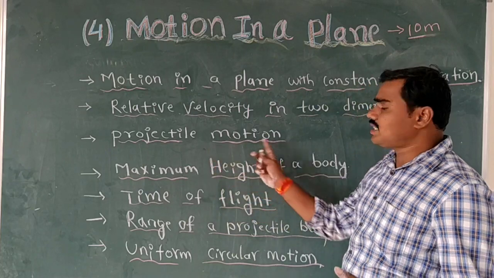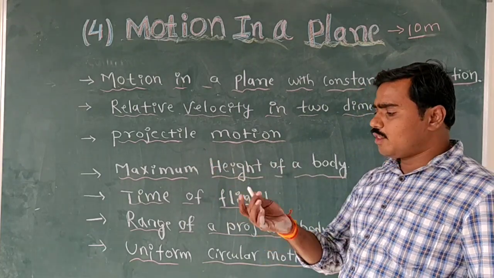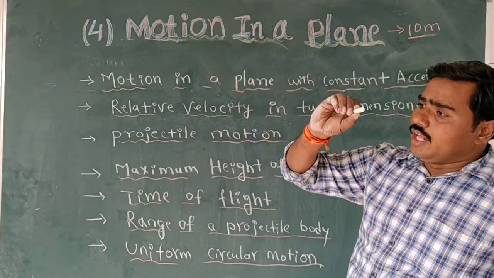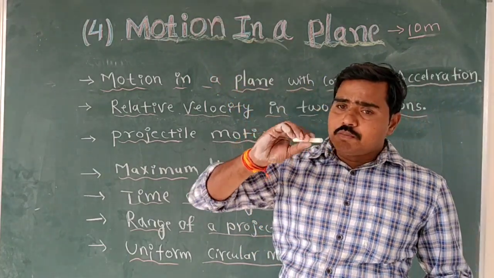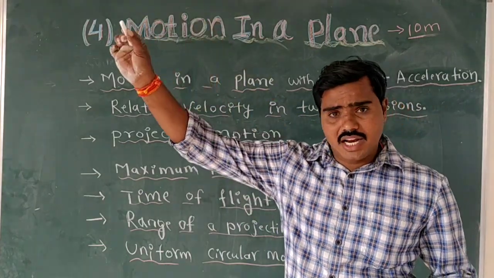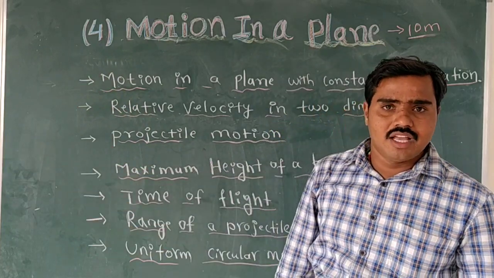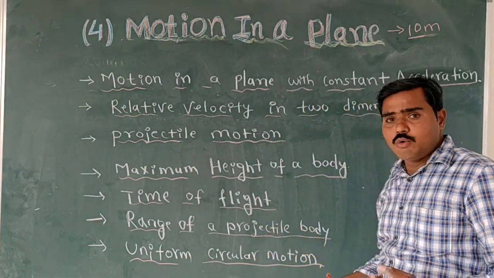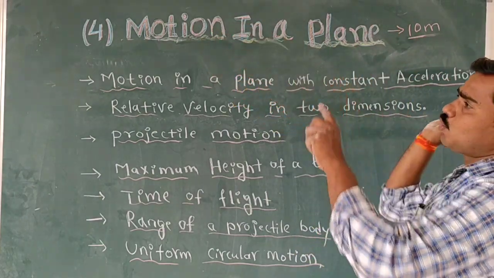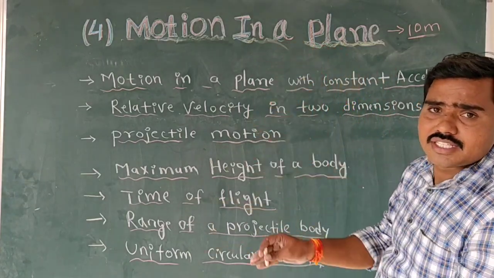Then projectile motion. Projectile motion is nothing but when we are throwing a stone in space. Due to that force, the stone moves in space, and after reaching a certain height, it comes down because of the gravitational pull of the earth. Okay, it comes down in the same direction.